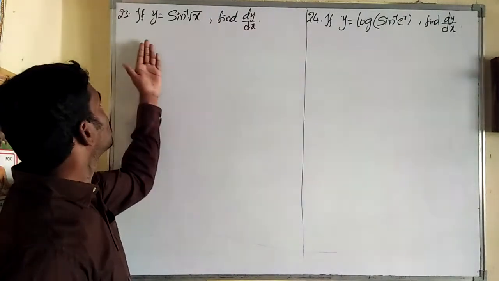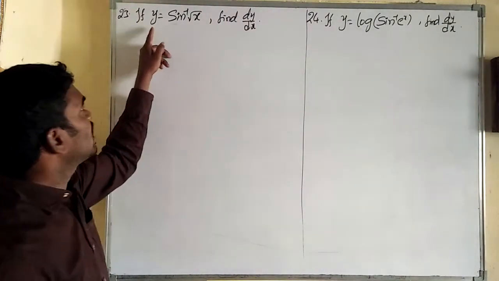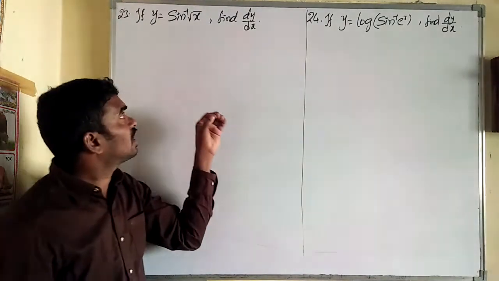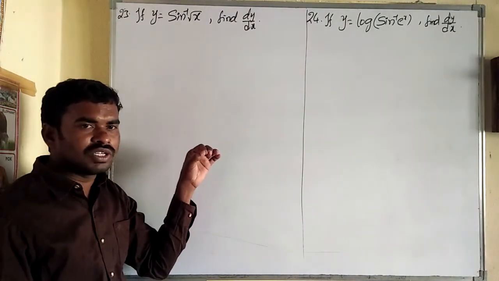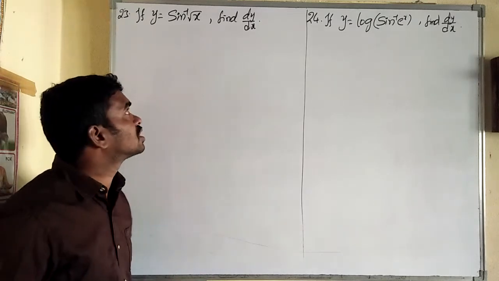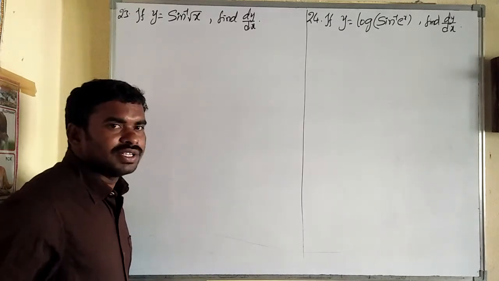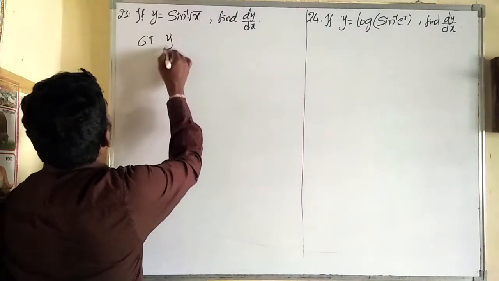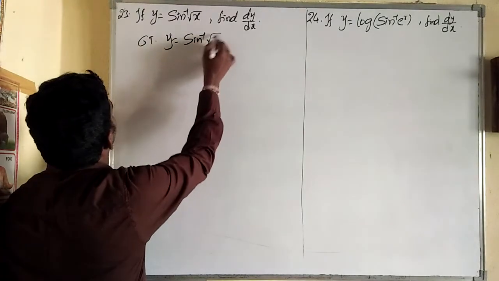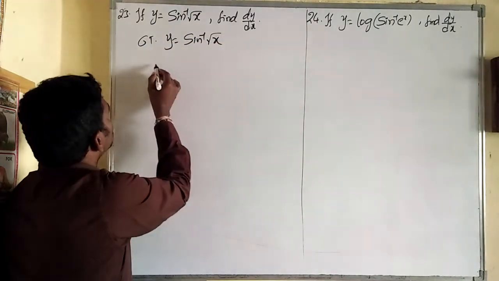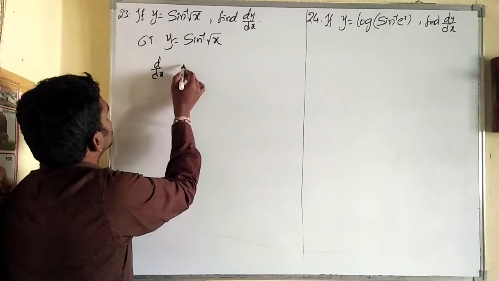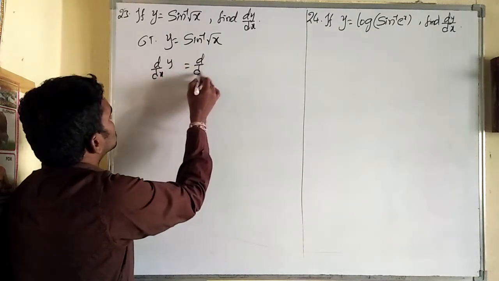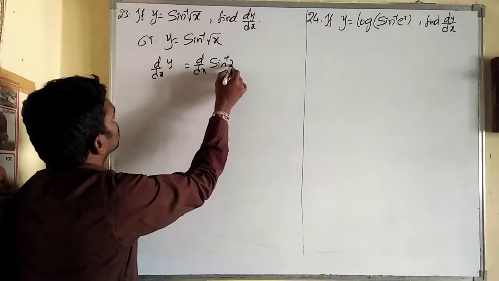Okay, I have given the problems 23rd and 24th. So if y equals sine inverse root x, find dy by dx. Okay. If you understand, if you are able to do the problem, just pause the video, solve the answer. After that, verify with me. Okay. So given that y equal sine inverse root x. So find dy by dx. So taking derivative on both sides. Okay. So d by dx of y is equal to d by dx of sine inverse root x.